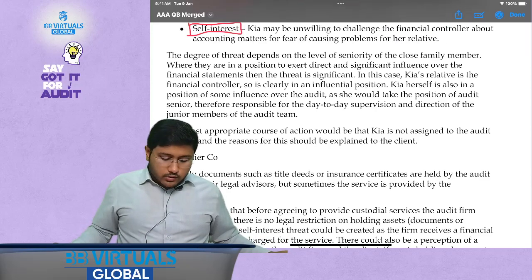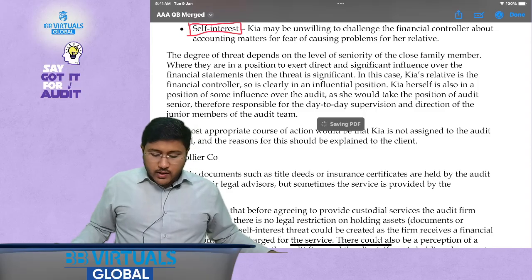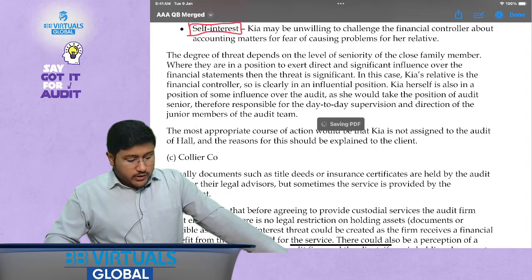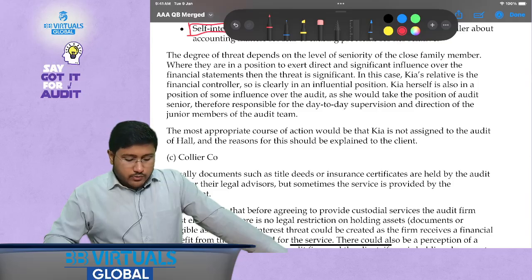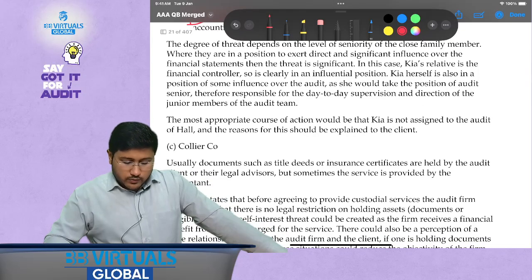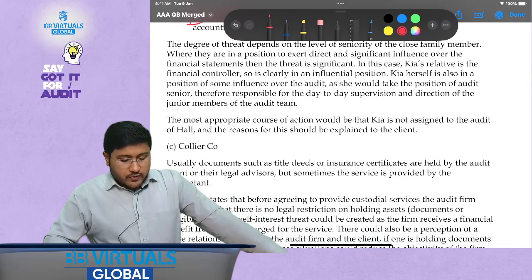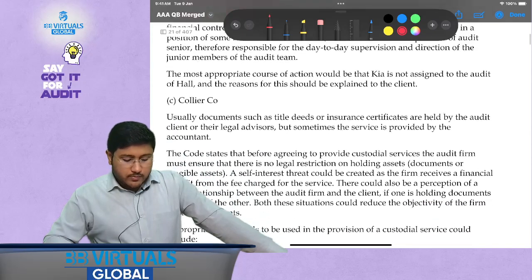Kia herself is also in a position of some influence over the audit, as she would take the position of audit senior, therefore responsible for the day-to-day supervision and direction of the junior members of the audit team. The most appropriate course of action would be that Kia is not assigned to the audit of Hall, and the reasons for this should be explained to the client.